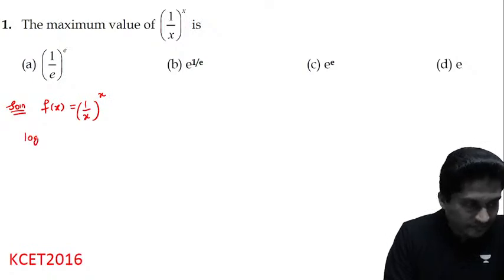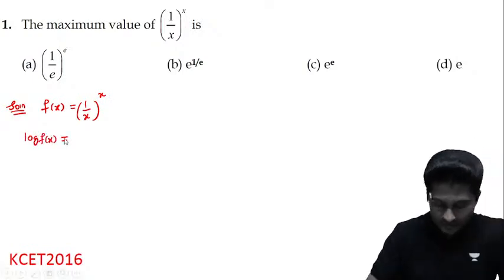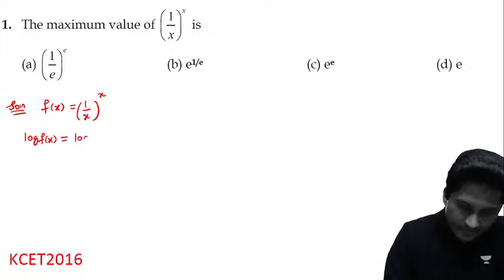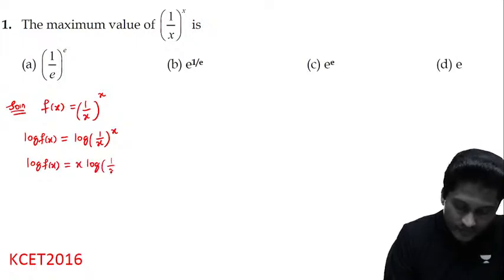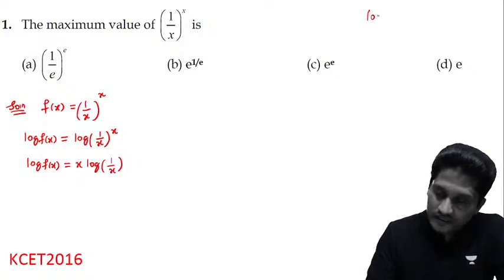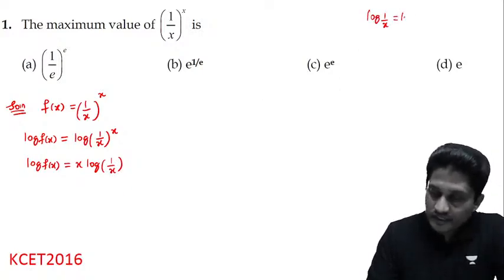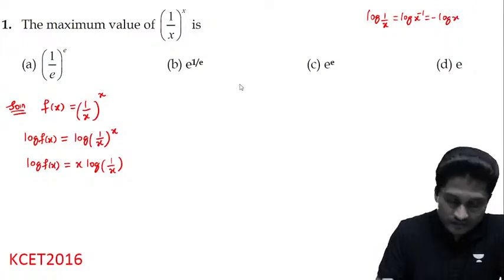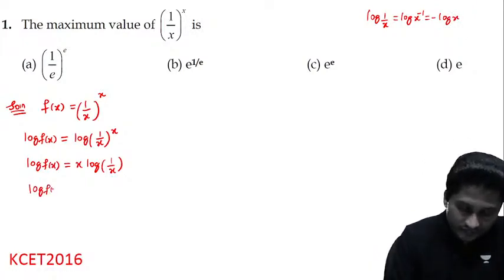Log f(x) is equal to log of (1 by x) whole power x. Log m power n is n log m, so you get x into log 1 by x. Then log 1 by x can be written as log x to the power of minus 1, which is equal to minus log x. Now log f(x) is equal to minus x into log x.